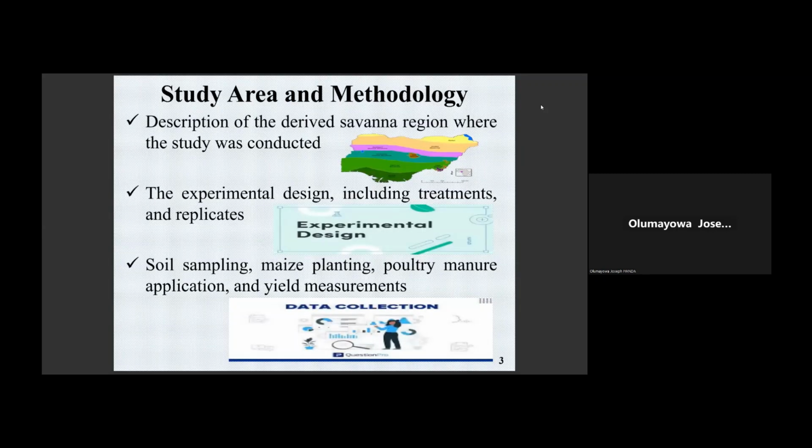There are key questions to be asked. How do environmental factors in this region affect maize yield? What are the most effective poultry manure application strategies for maximizing maize yield? And how can these findings contribute to sustainable agriculture in the region?